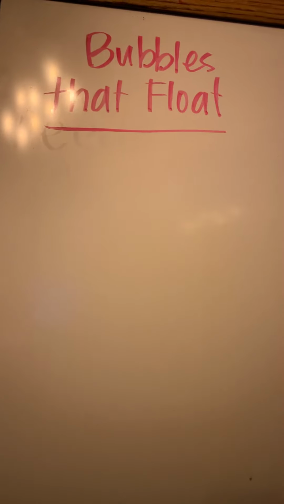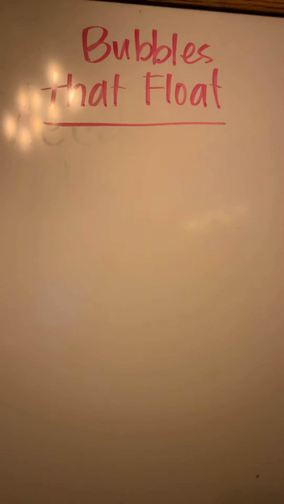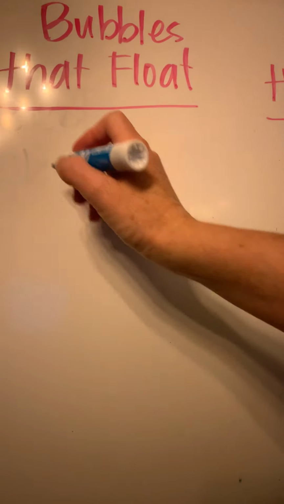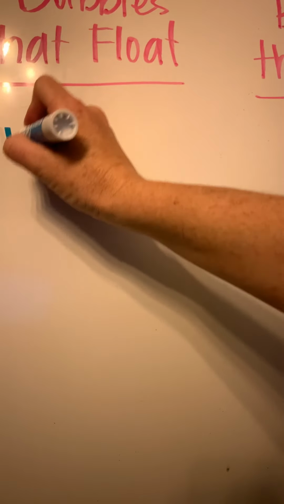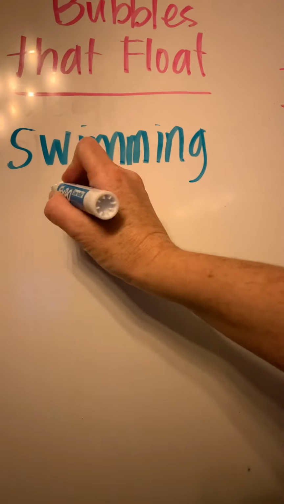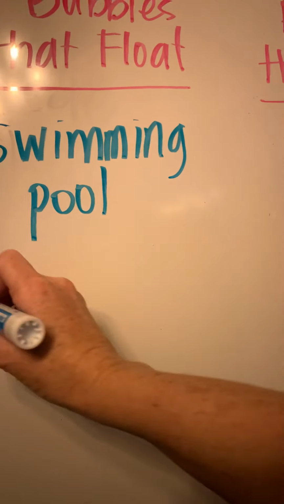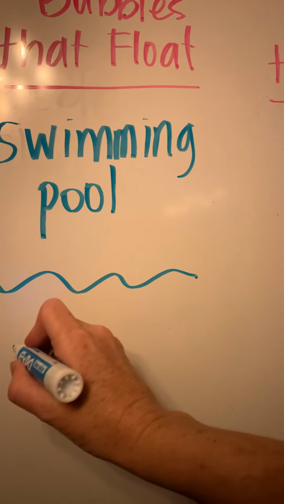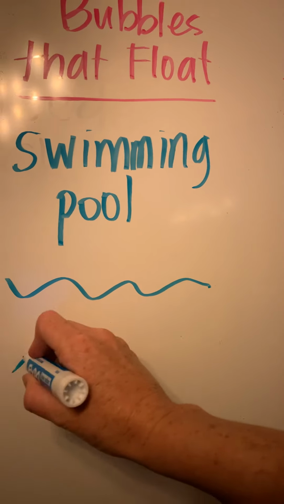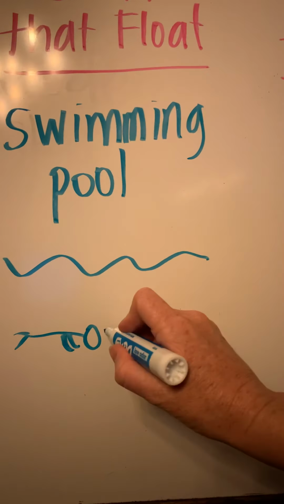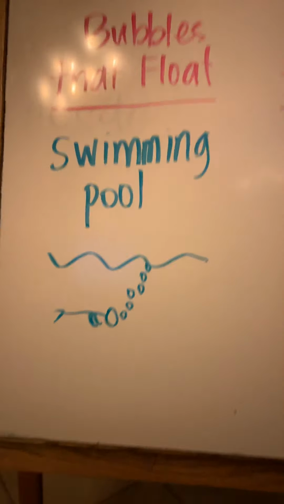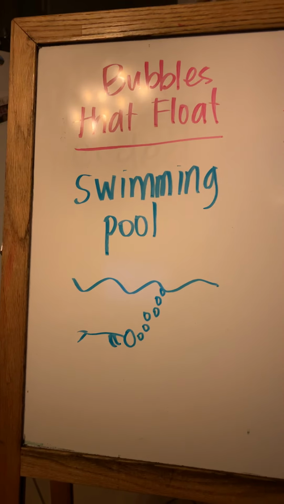Okay, bubbles that float. One example that I saw of bubbles that float in our reading was in the swimming pool. So in the swimming pool, there was a boy. It's hard to write with one hand. But in the swimming pool, if we have a pool of water and there's a little boy under there swimming, this is him swimming and he's kicking his feet. Kick, kick, kick. This is him swimming and he blows bubbles. Those bubbles are going to float up to the surface. Okay, so that is an example of bubbles that float.